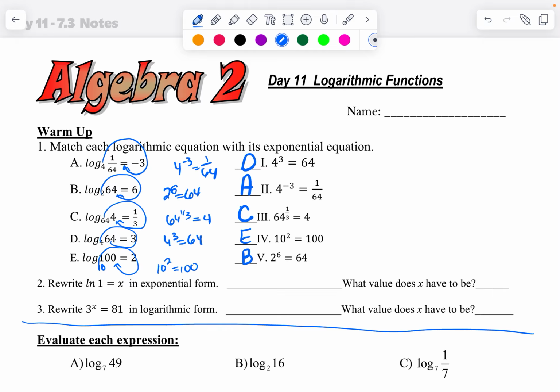So this one down here, write natural log of 1 equals x. If we write that in exponential form, we need to remember that natural log is log base e of 1 equals x. So when I swoop that around, I get e to the x equals 1. And what does x have to be? X has to be 0 for that to be true. And here, write this one as a log. I have log base 3 of 81 equals x. So 3 times 3 times 3 times 3, how do I get to 81? That would be a 4.